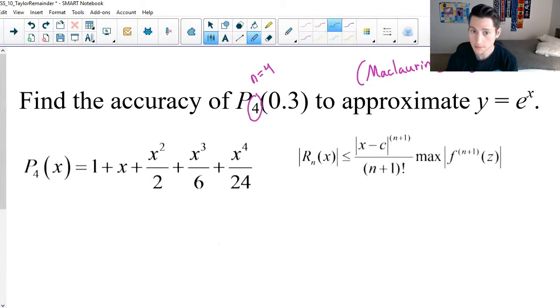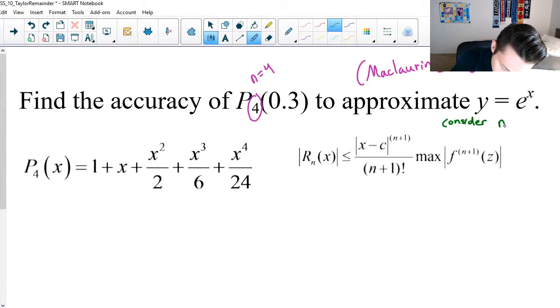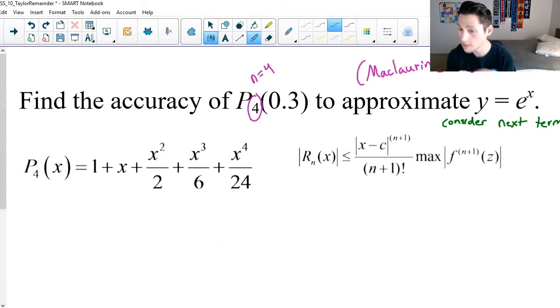So n is 4 because it was a fourth degree Maclaurin polynomial. So we now want to consider n equals 5. Right? Consider the next term. Right, n plus 1.